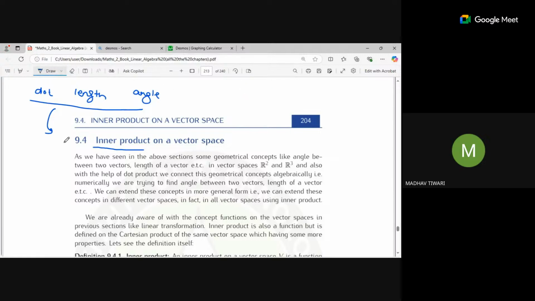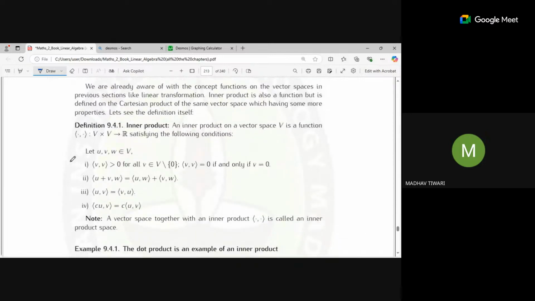So let's continue. What is an inner product? An inner product must satisfy these four properties. If you take the inner product of a vector with itself, then it should always be greater than 0, except in the case when your v is 0, when your vector is a zero vector. Next, it should follow the distributive property. It should follow the commutative property. And it should follow the scalar multiple property. Three properties. Okay.